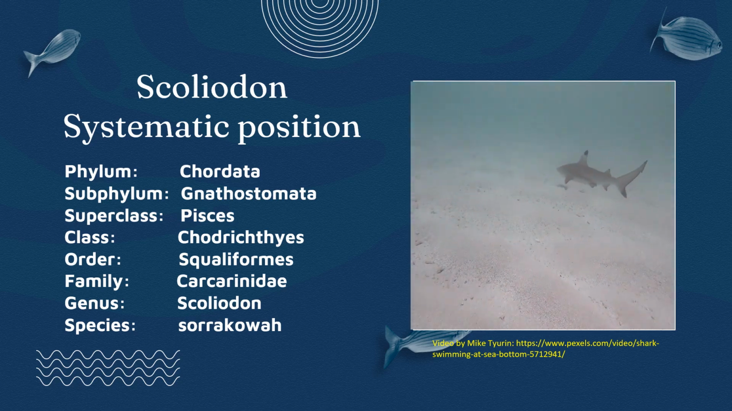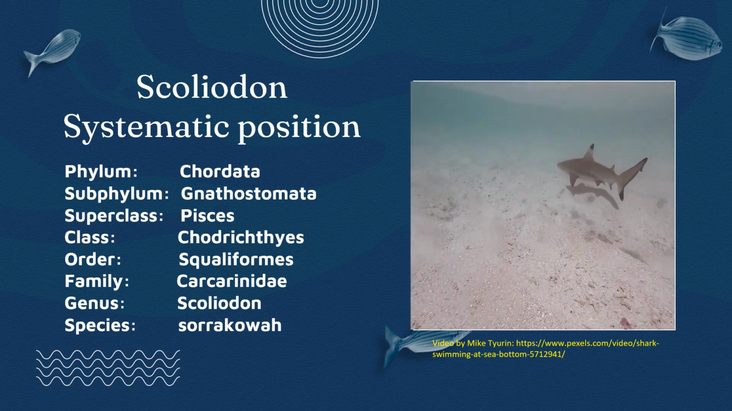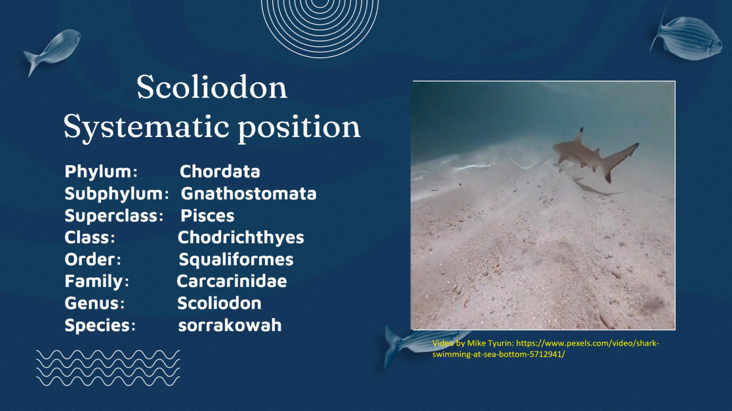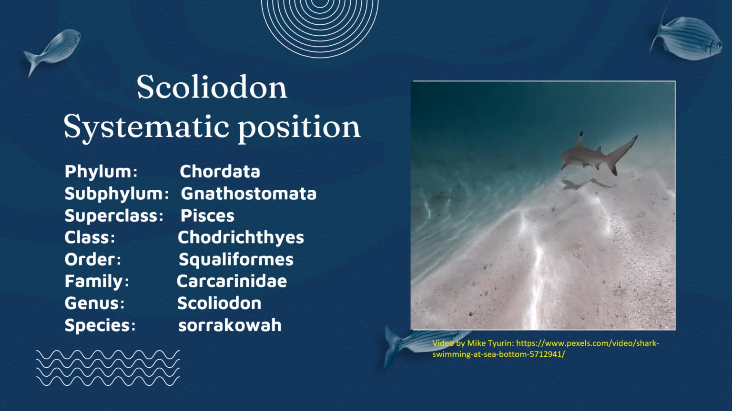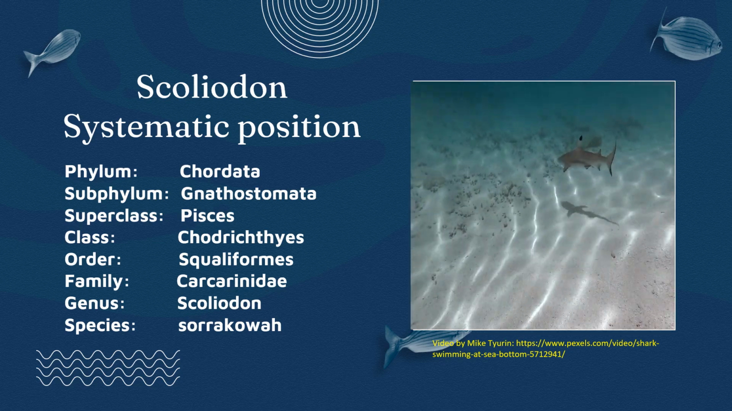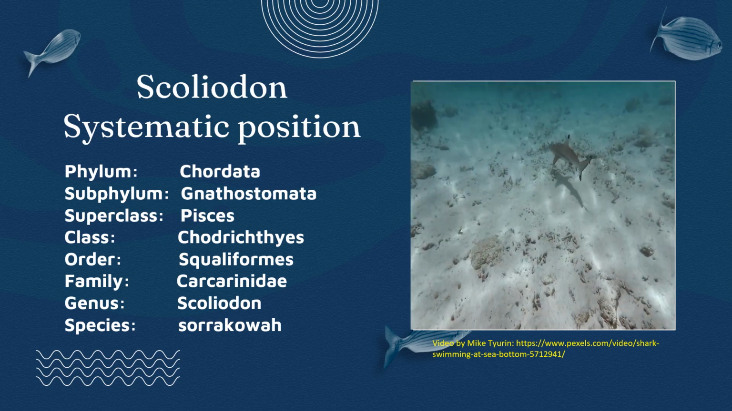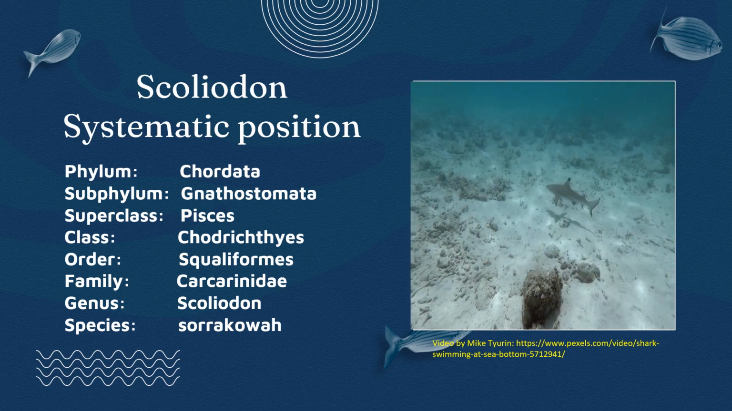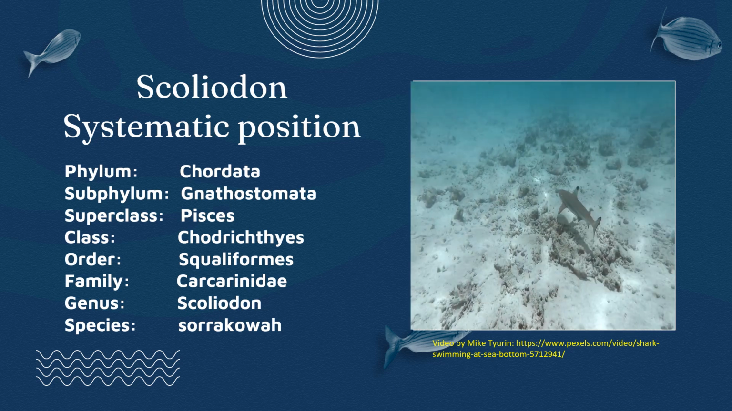Let's see the systematic position of Scoliodon. It belongs to phylum Chordata, subphylum Gnathostomata, superclass Pisces, class Chondrichthyes, order Squaliformes, family Scoliodon, and species Sorrakowah.